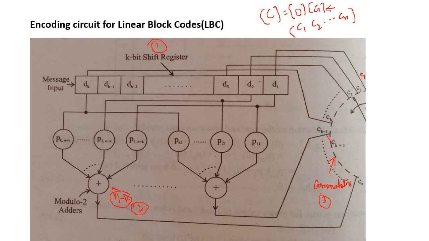So we can remember that there are three components. One is a k-bit shift register, second is n minus k modulo 2 adders, and the third component is an n-segment commutator.